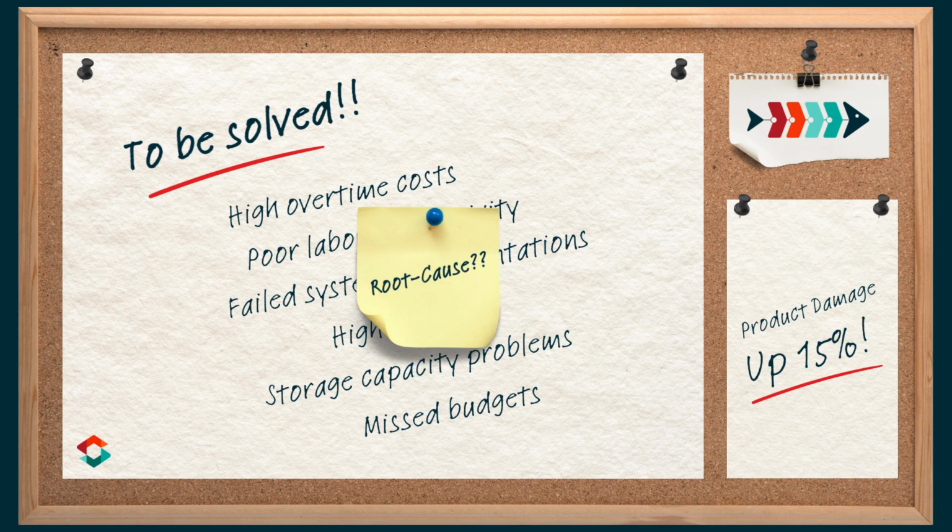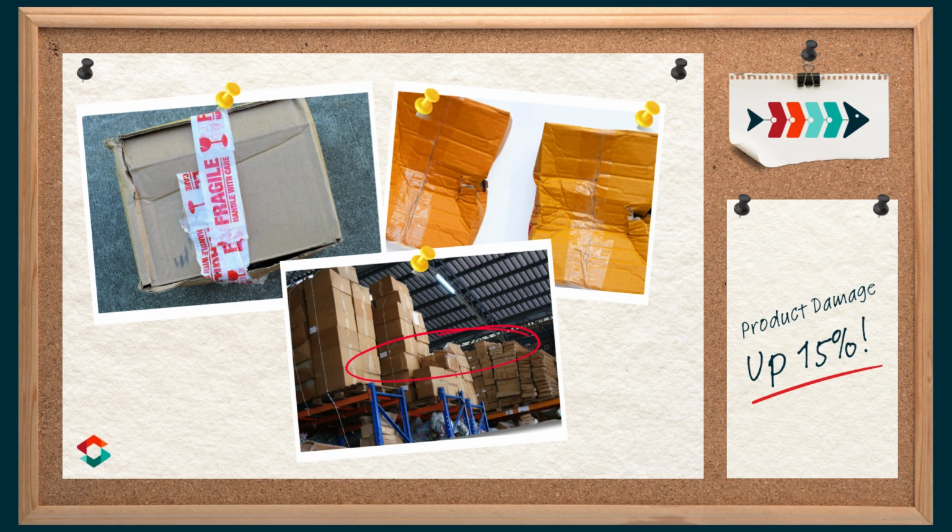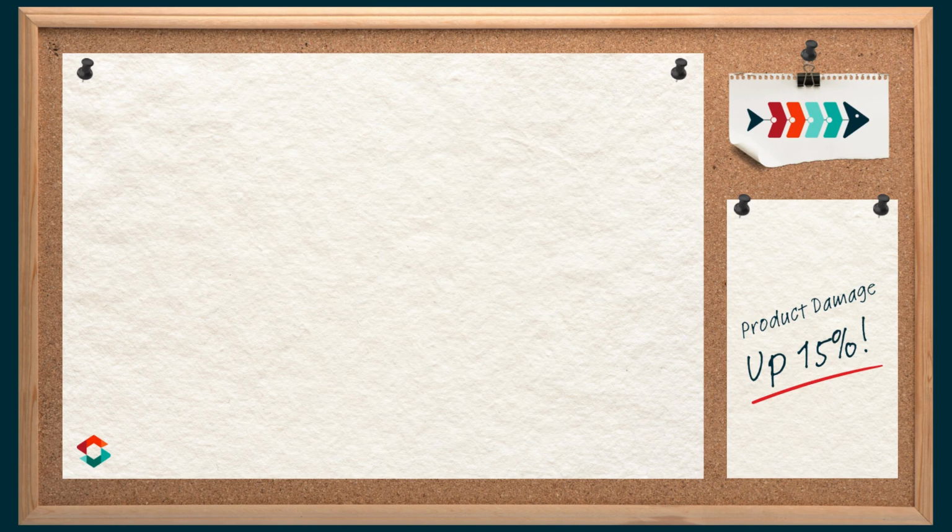So why does this matter? Because in warehouse operations, small problems don't stay small for long. Every lost minute, every damaged pallet, and every preventable turnover adds up to cost, to chaos, and to customer dissatisfaction. And if you're stuck applying quick fixes to the same recurring issues, you're not improving, you're just treading water. And that's where continuous improvement comes in.